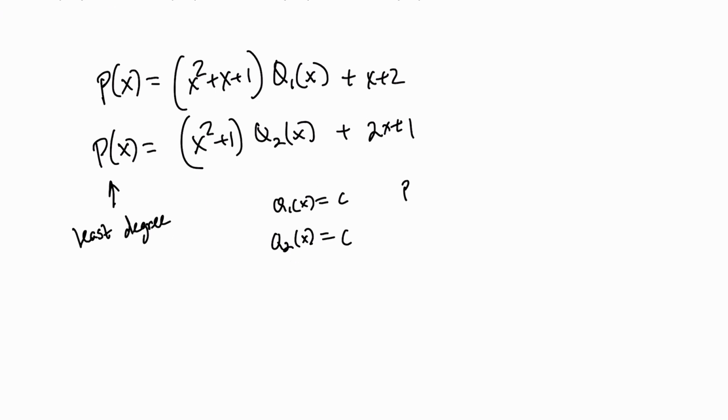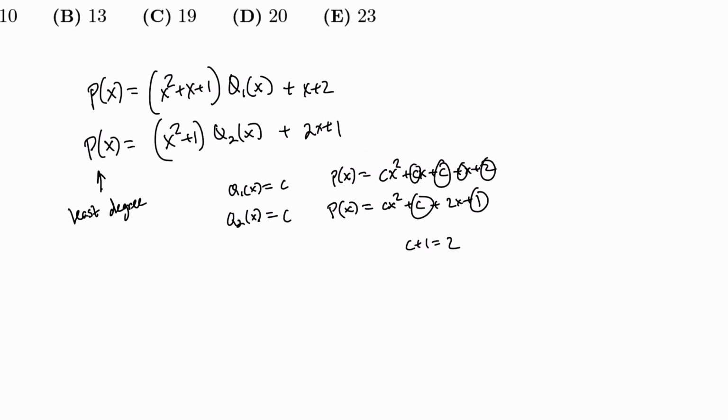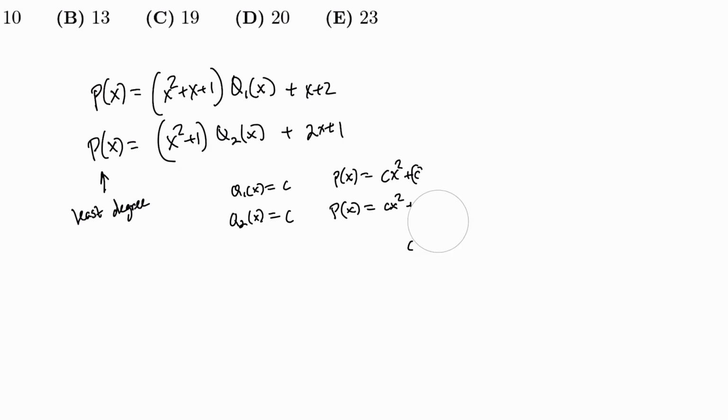So p of x, if we expand the first one, we'll get cx squared plus cx plus c plus x plus 2. And p of x is also equal to cx squared plus c plus 2x plus 1. So the x terms must be equal, so c plus 1 is equal to 2, but then also the constant term has to be equal, c plus 2 equals c plus 1, which cannot be achieved. So q is not a constant function either.